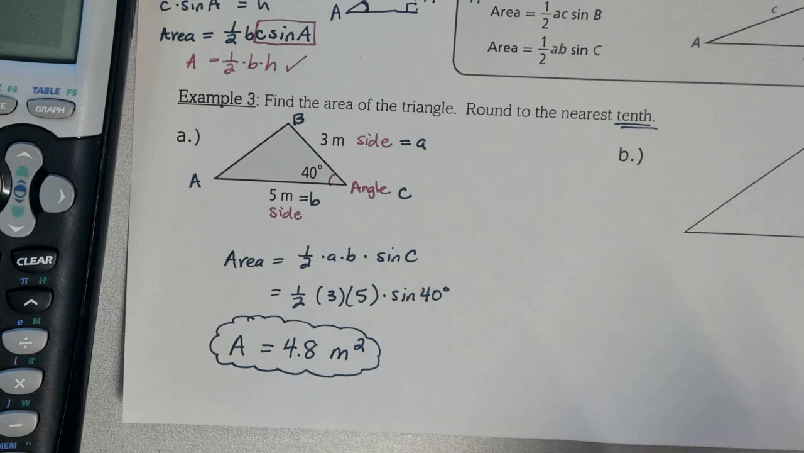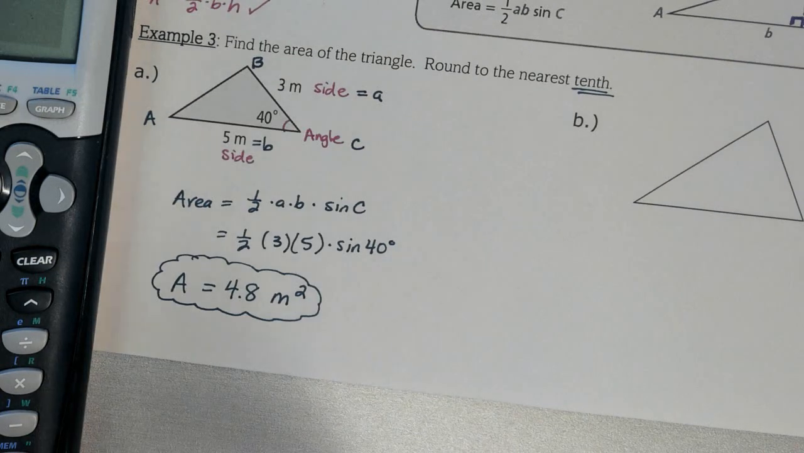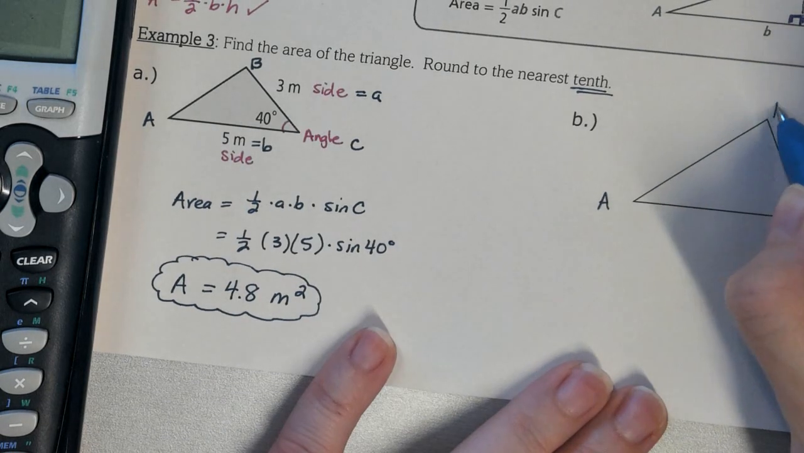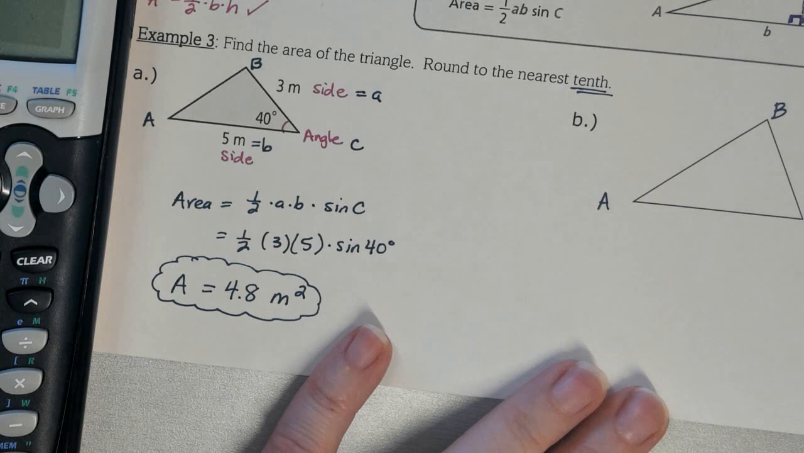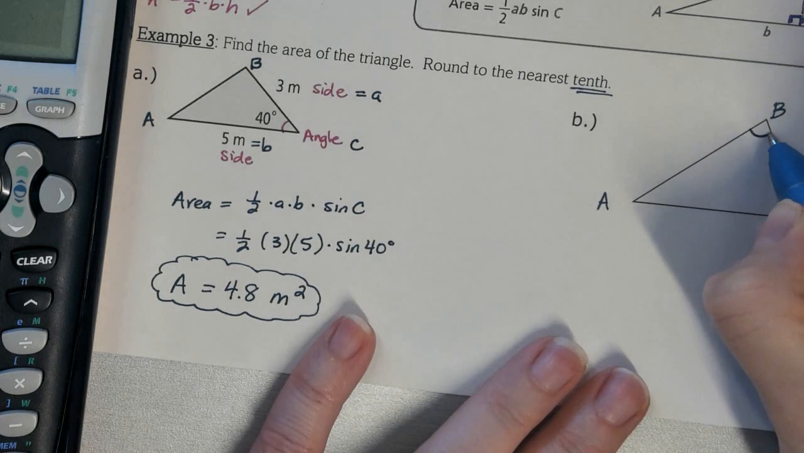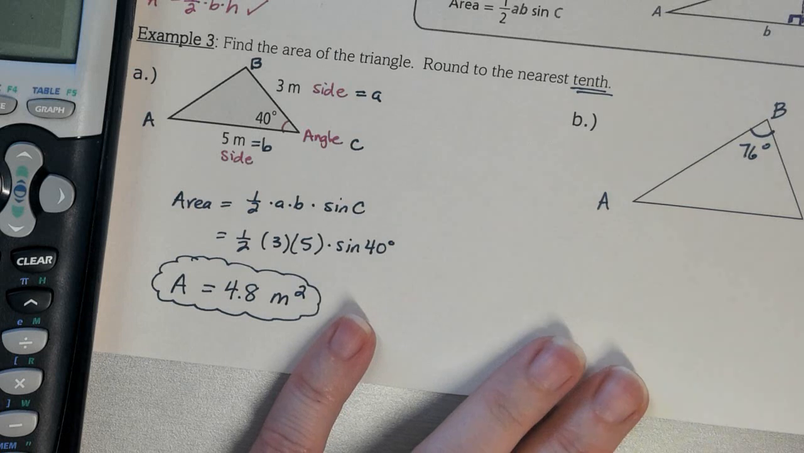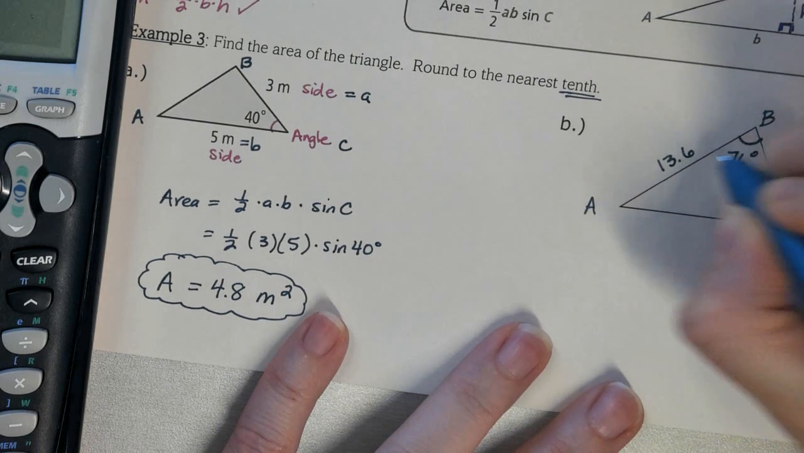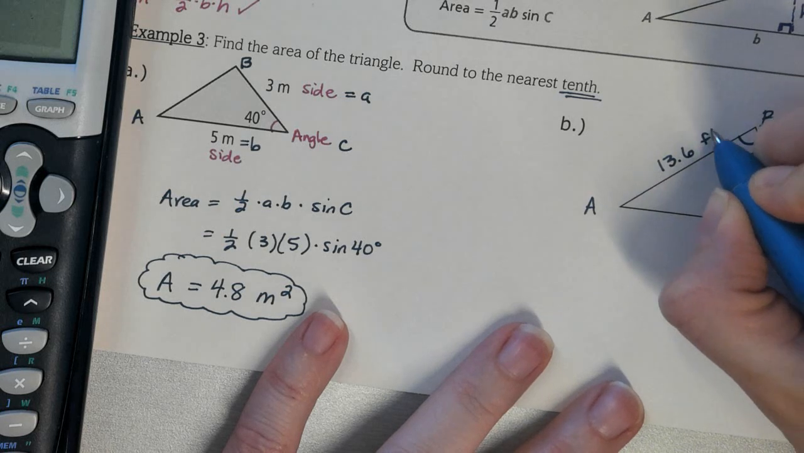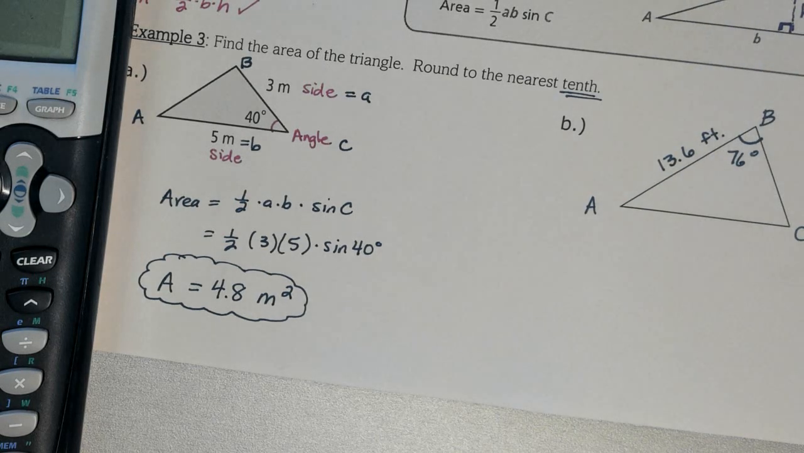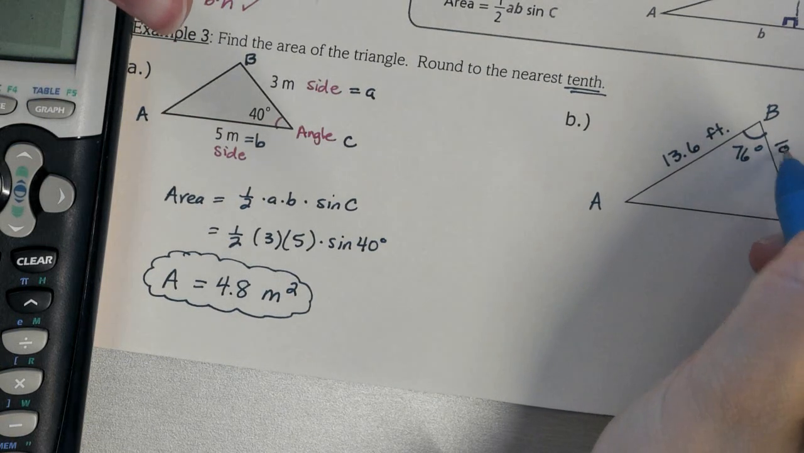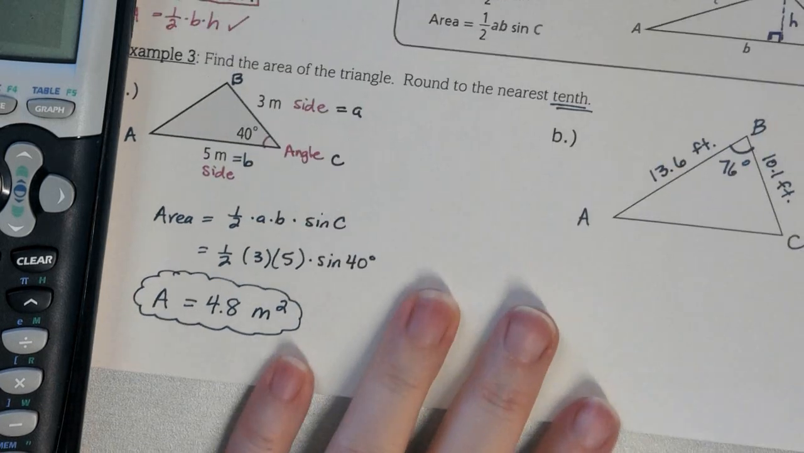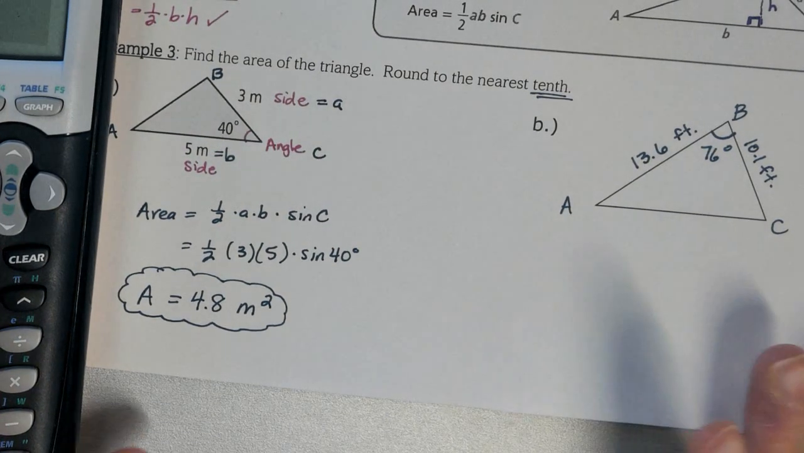All right, so for B, I want you to label this A, B, C, and angle B is 76 degrees. This side length is 13.6 feet. Side BC is 10.1 feet. Okay, and I want you to go ahead and find the area of this triangle.